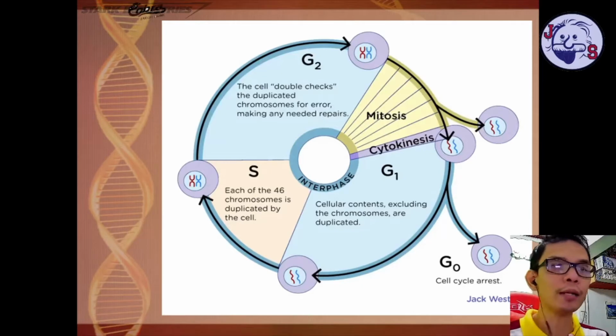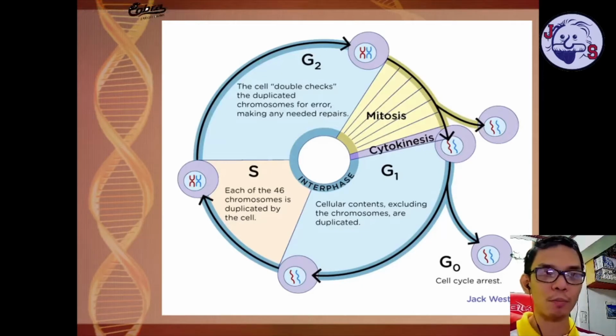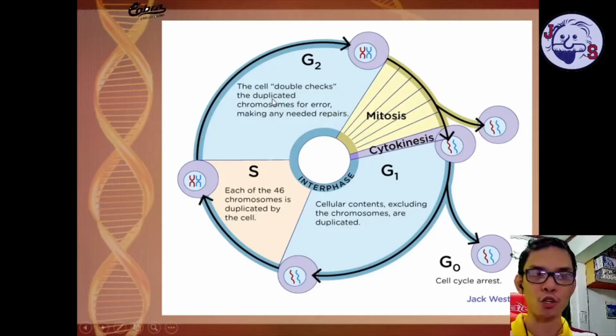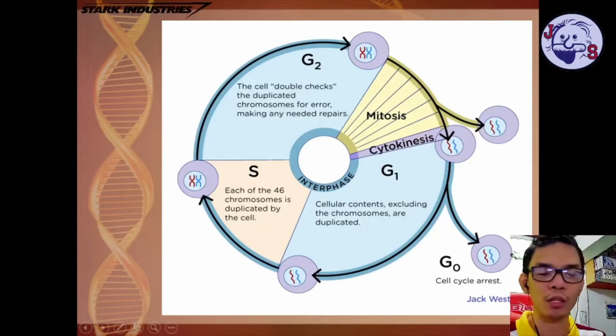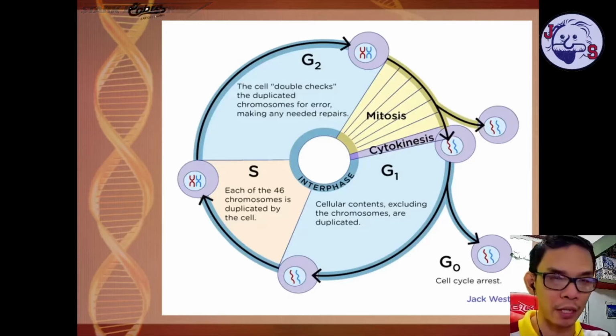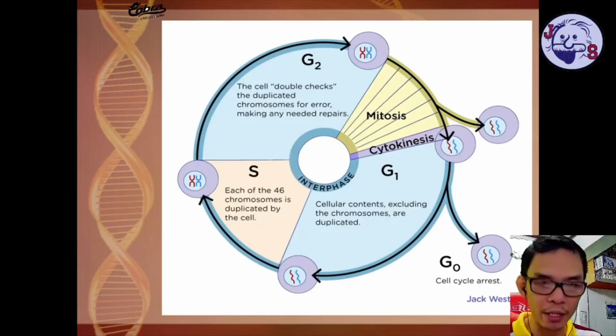Then after the replication process, we now have the G2 phase. That's the last portion of the interphase that we have right here. Now, what happens during the G2 phase, or G2 in short, is that the cell proofreads the DNA that was created.